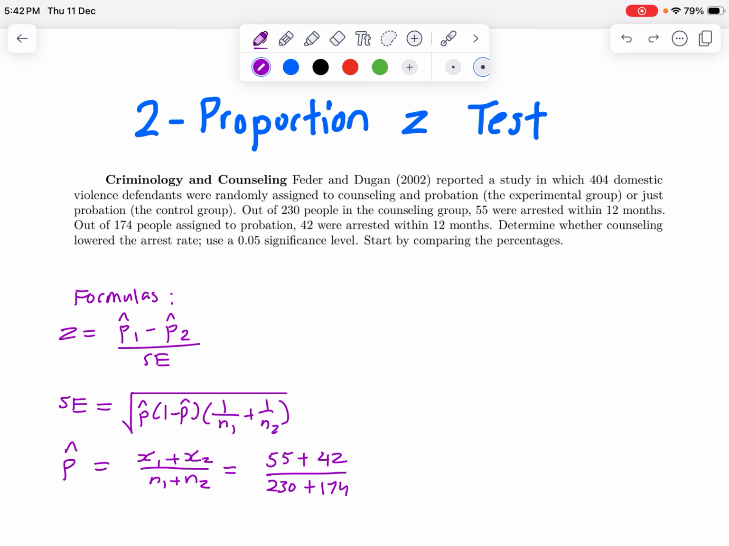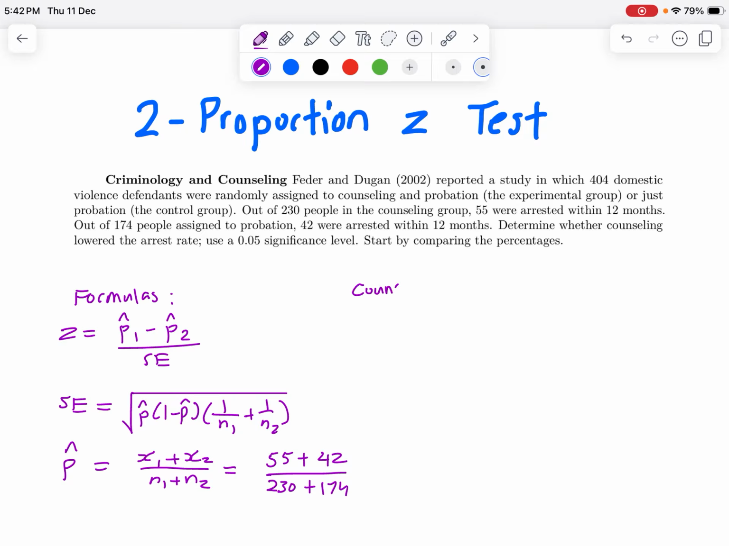So we want to determine whether counseling lowered the arrest rate, and we're using a 0.05 significance level. So we want to have a null hypothesis. When it comes to these questions, it doesn't say to state the null or alternative hypothesis, but you still want to state it so it's clear. But before we do that, we want to first label some things, because this is a two-population problem. We have two different groups, the counseling and the probation. So we want to label them.